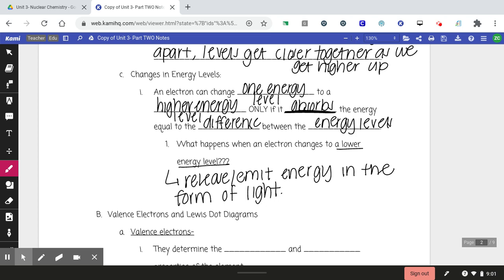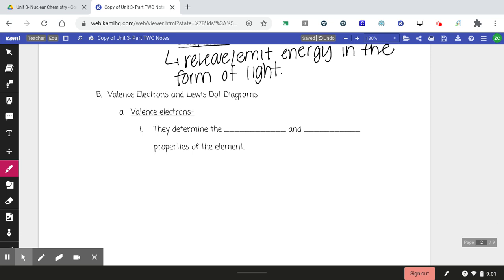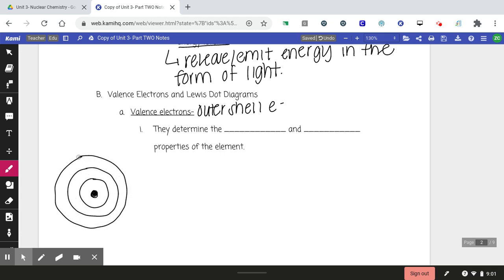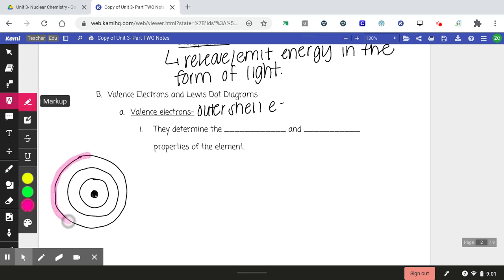So this stuff, with energy levels, we've already gone over from the POGIL. Now some new stuff is valence electrons and Lewis dot diagrams. Valence electrons are the outer shell electrons. And what I mean by this is if we have a picture of our atom, say we have 3 energy levels, it's going to be the electrons on this outer energy level. Those are the valence electrons.